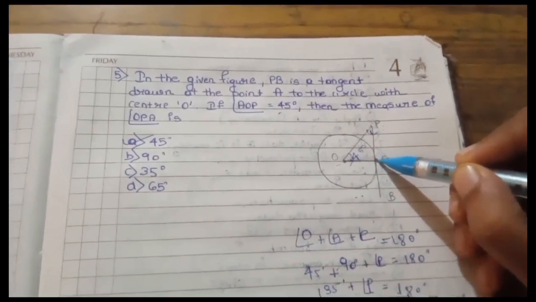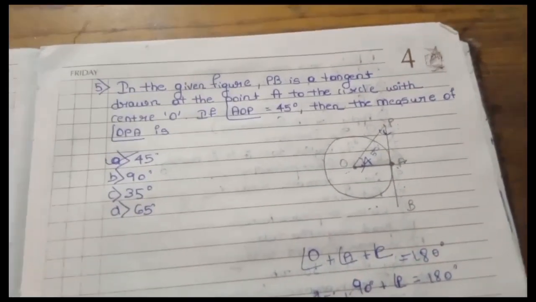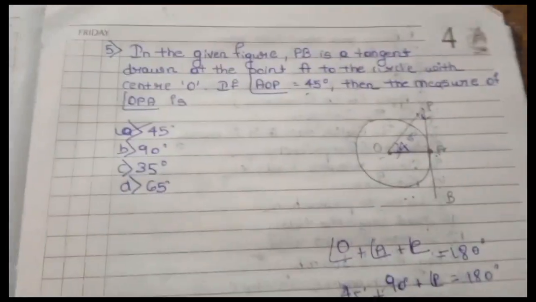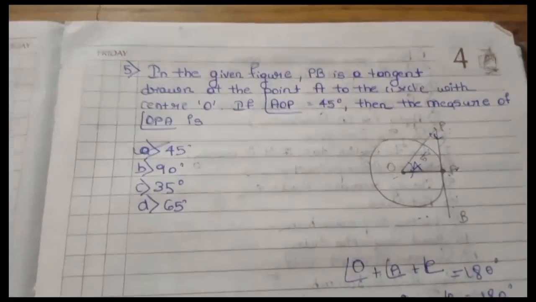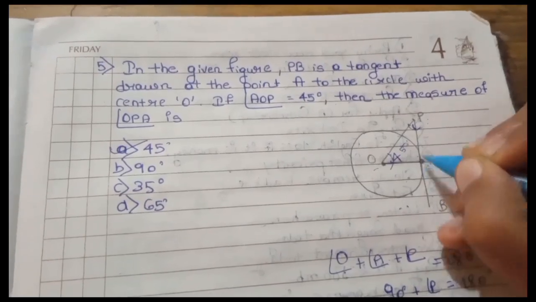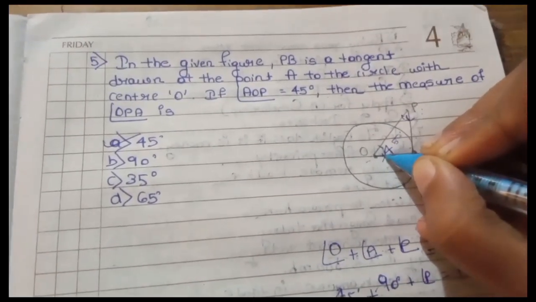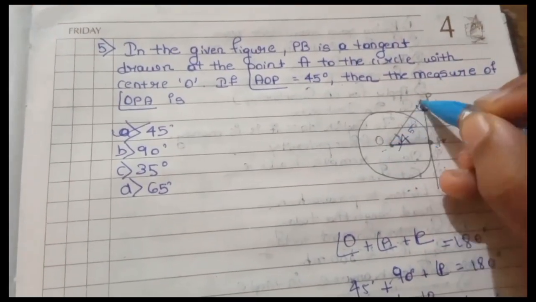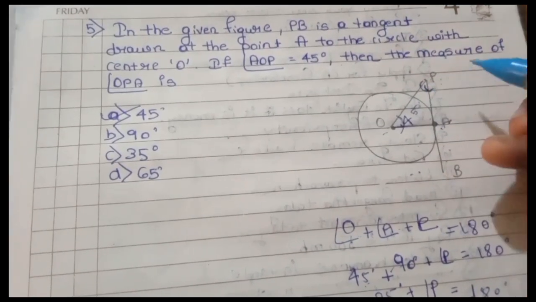So it touches the circle at a point A. And it is given that angle AOP is equal to 45 degrees. We have to find angle OPA. We have to find this angle.